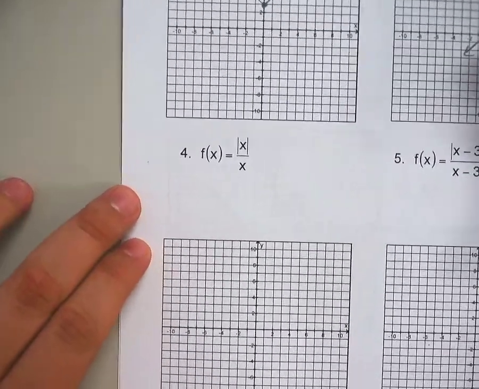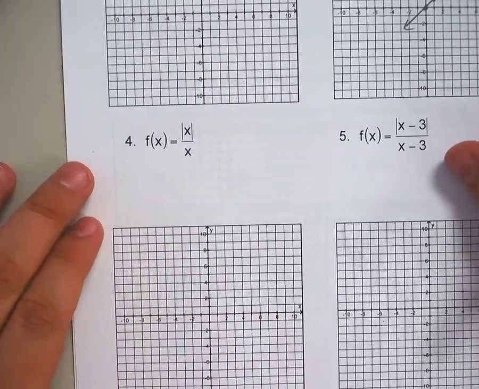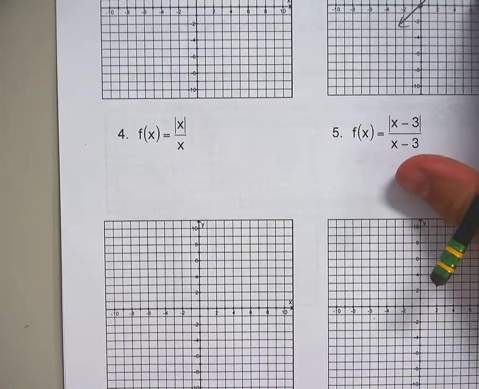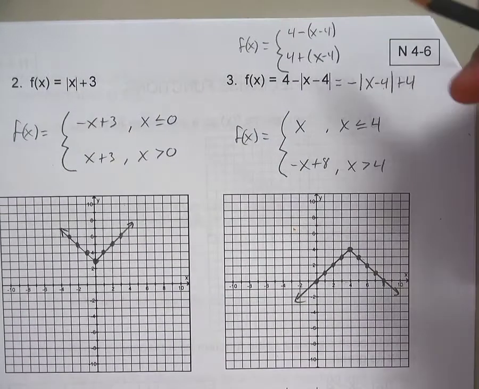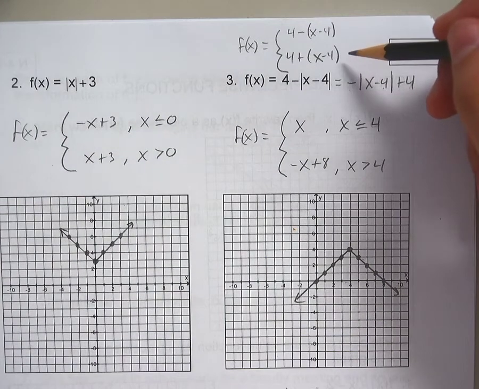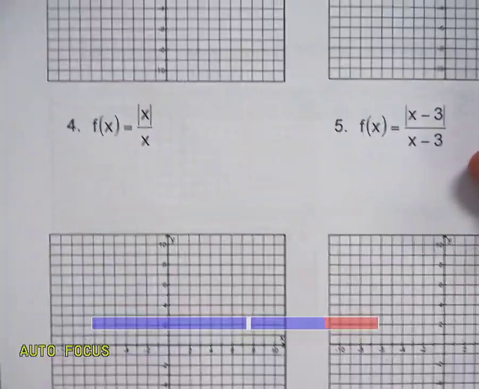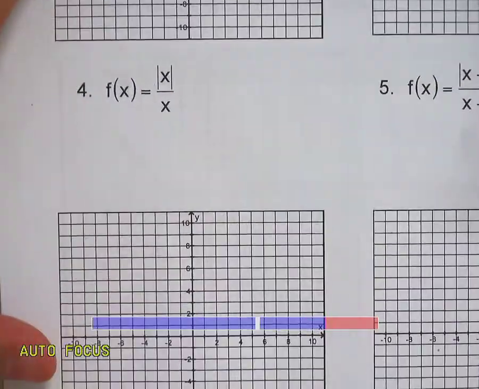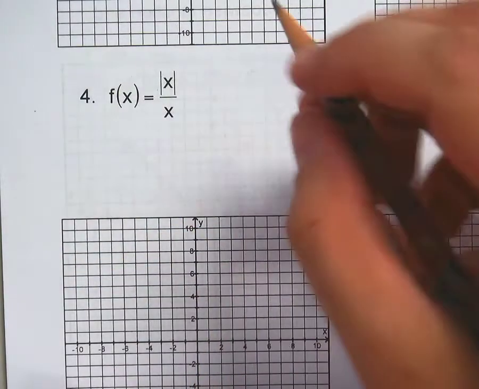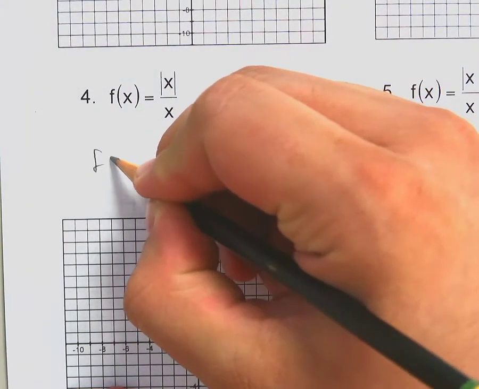All right. Then we get to number 4. Now, number 4 is an interesting guy, and I'm going to use this concept right here on number 4. Let me zoom in here. I'm going to show you how I'm going to do this. I'm going to start by rewriting this equation.